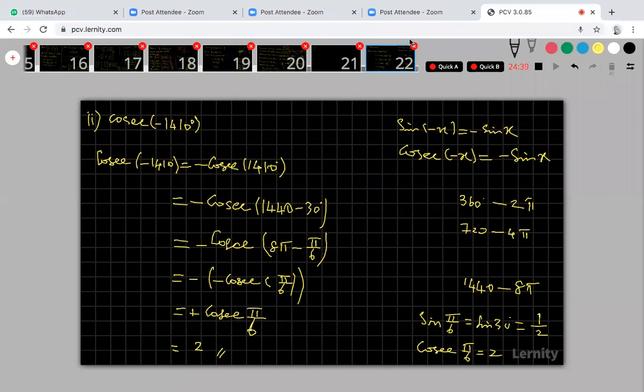So we are finding the real number only. This is the angle.